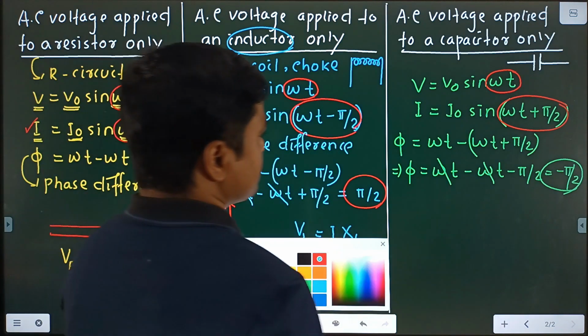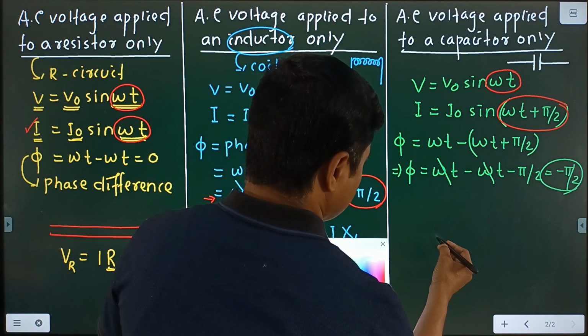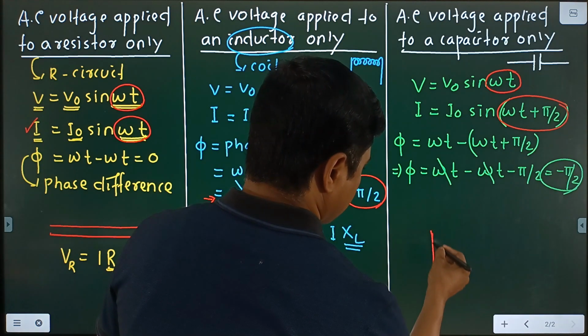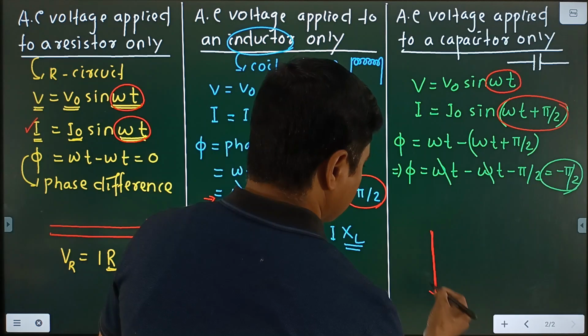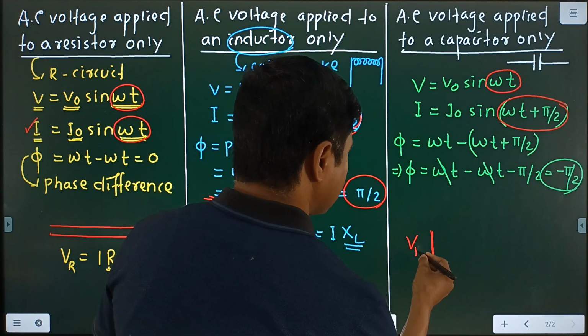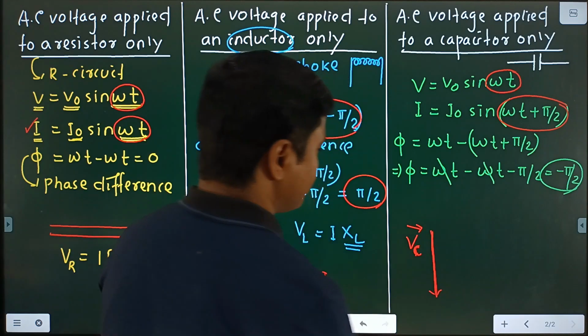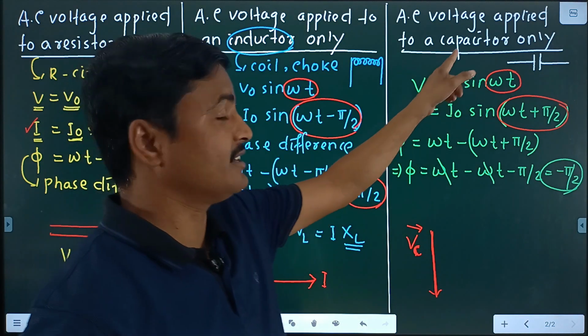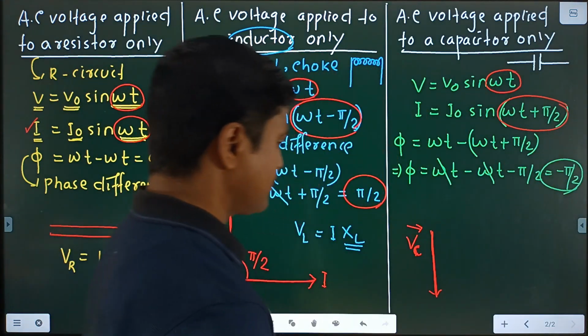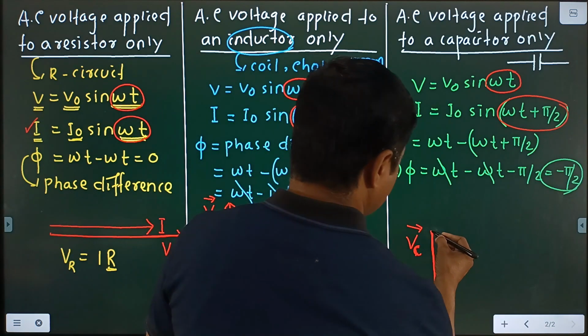So suppose this is the voltage phasor. For the voltage phasor we write Vc. C is for the circuit being a capacitor only. And for the current phasor, we draw the current phasor.